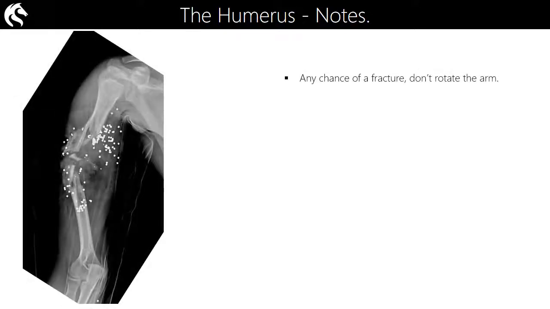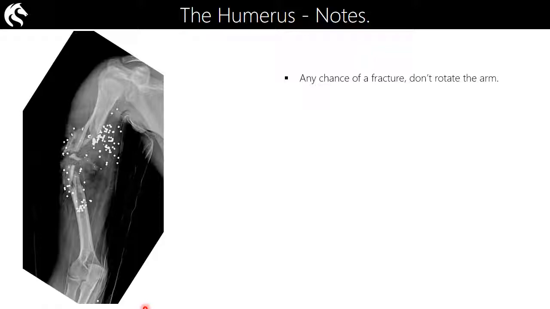Just a couple of quick notes on that humerus projection. Obviously, number one, if there is a suspicion of a fracture, don't rotate the arm. Just take your first view as close as you can to an AP projection, utilizing beam angulations if need be, but don't internally or externally rotate the arm because there is a good chance of vascular compromise.